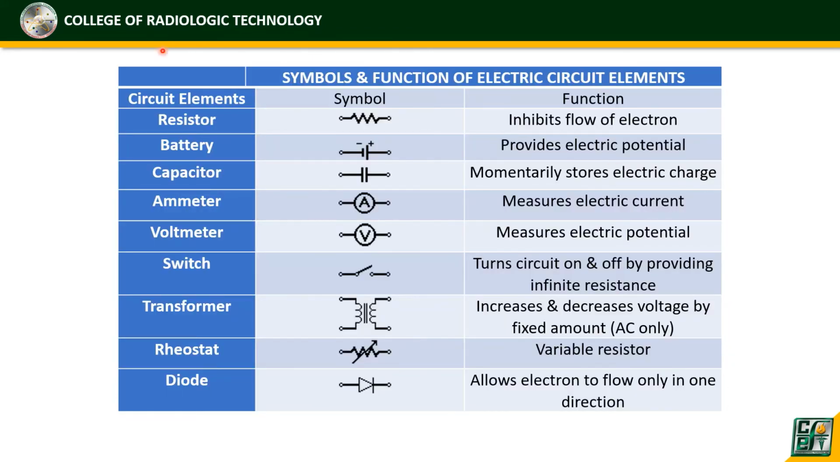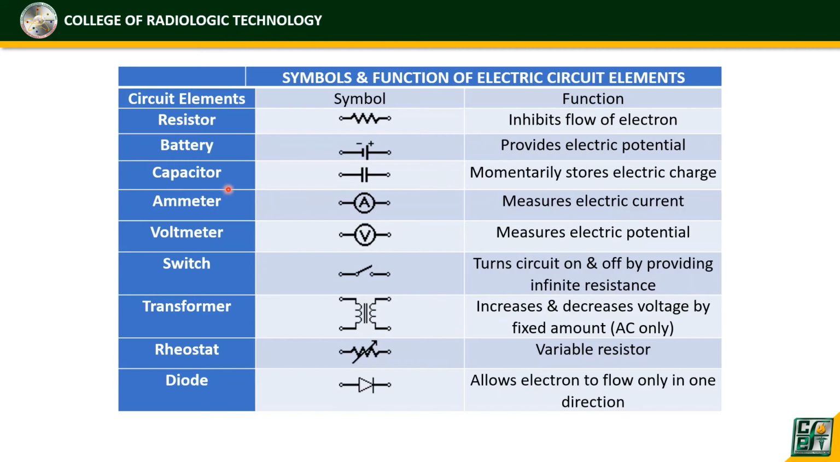Okay. Next, these are the symbols and functions of electrical circuit elements. So we have in the first column the circuit elements, then second column their symbols, and on the third column their function. So resistor, okay, this is the symbol. Its function is to inhibit electron flow. Then the battery, okay, see the symbol, provides electric potential or the voltage.